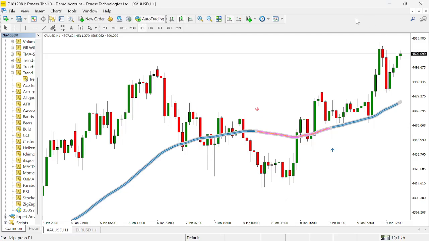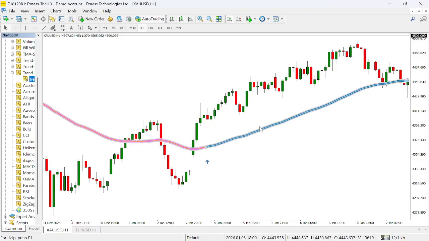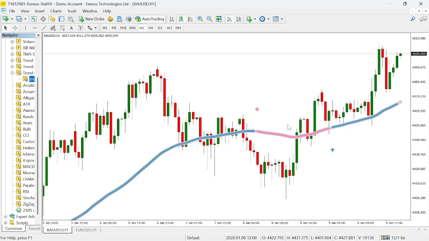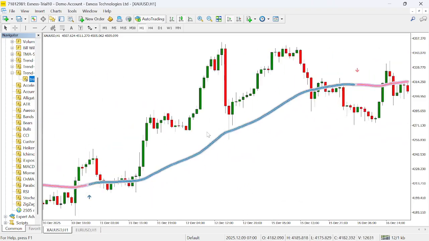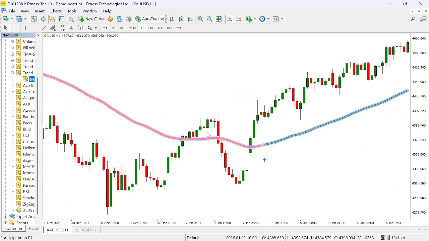Hi traders, in this video we are looking at the Trend Focus indicator for MT4. This advanced trend following tool uses noise reducing and signal processing algorithms built from electrical engineering to minimize lag and provide clearer trend direction compared to traditional moving averages. In this video, you will see how the Trend Focus works, how it compares to moving averages, and which trading strategies are described.